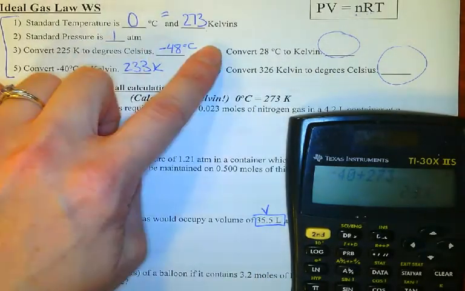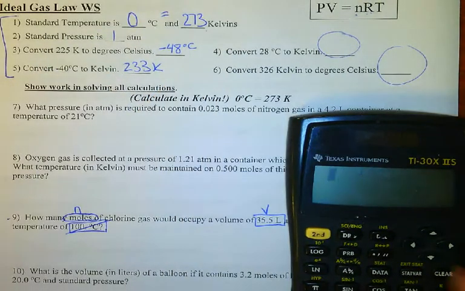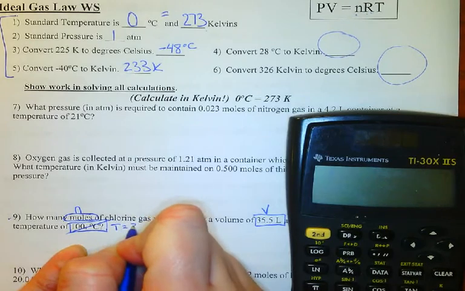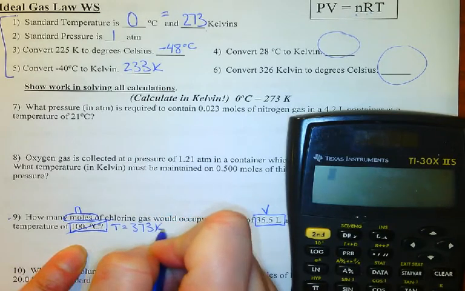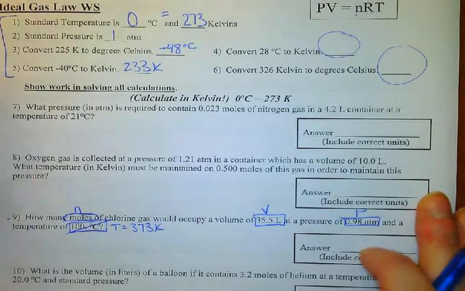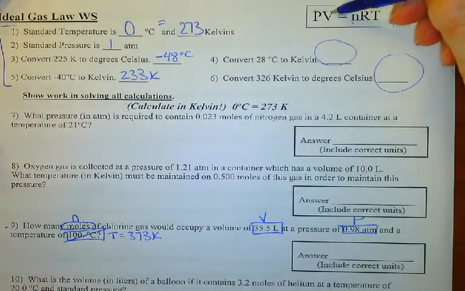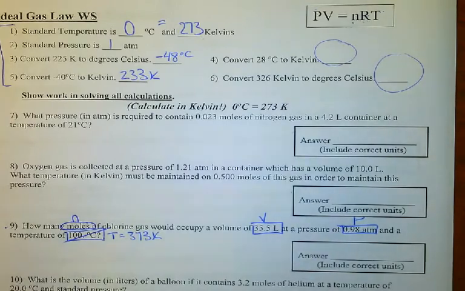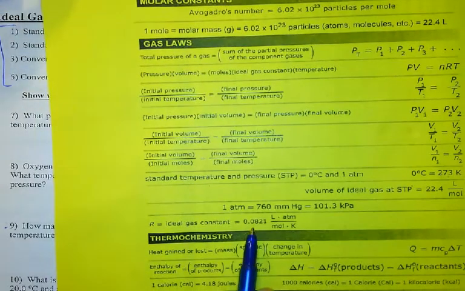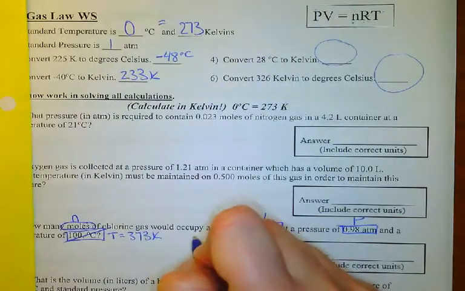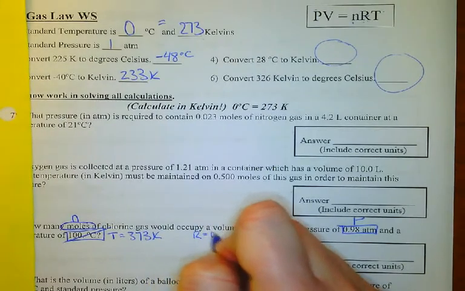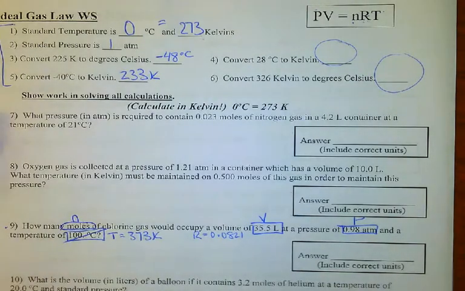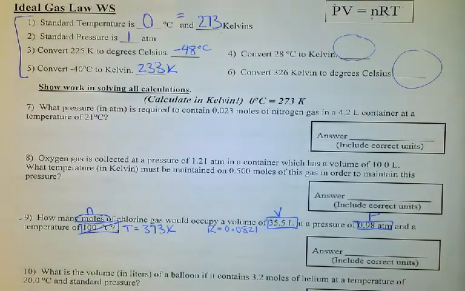So to go from Celsius to Kelvin, I'm getting bigger. I need to add. Okay, so 100 plus 273. My temperature is 373 Kelvin. So now I've got P and V, I'm looking for N, I've got T, and R isn't in the question, but it is on the back of my periodic table. So I'm going to write that down as well. That R equals 0.0821. And we can plug those into our equation.